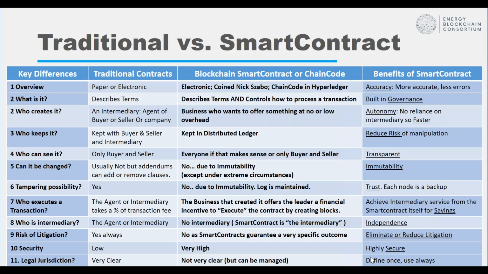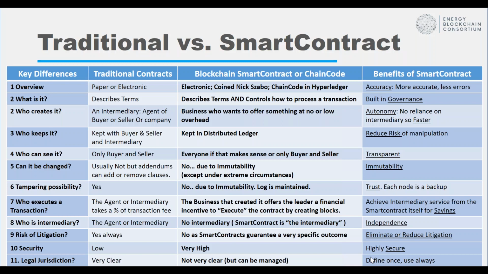Security, extremely high with a smart contract. It's unchangeable. You can't tamper with it. It's cast in stone. Boom. What do we do? It is what it is. And from a legal jurisdiction perspective, it's very clear. You're working in the Commonwealth of Massachusetts, or you are in a particular state or a country. Jurisdiction is very well defined. In case of a smart contract, we are still in the early stages. It can be managed, but we are still in the early stages.